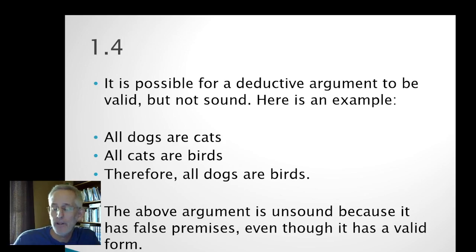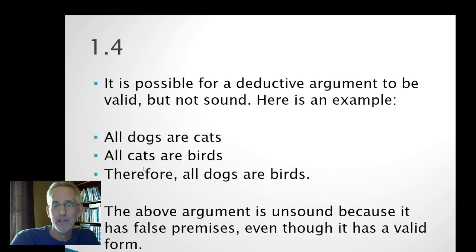So the pattern here: all dogs are cats, all cats are birds, therefore all dogs are birds. That's the same pattern that I gave you on the previous slide. It's just different terms. I've stuck in dogs and cats here. So the pattern is the same, so it's actually a valid argument. The way the premises link together and then link to the conclusion actually provides support for the conclusion. The problem is all the premises are false.